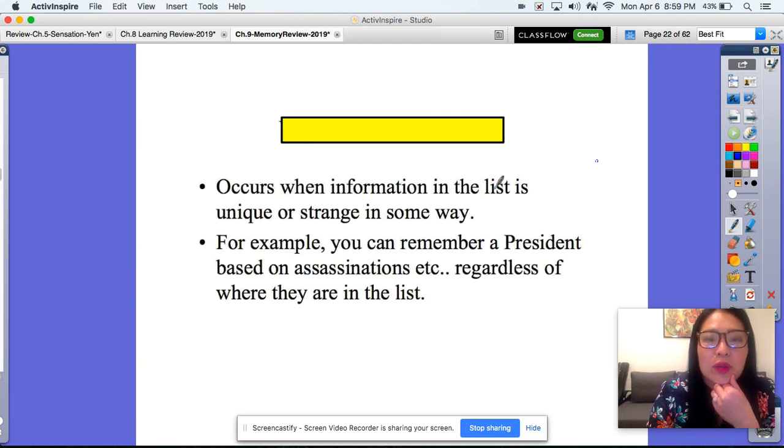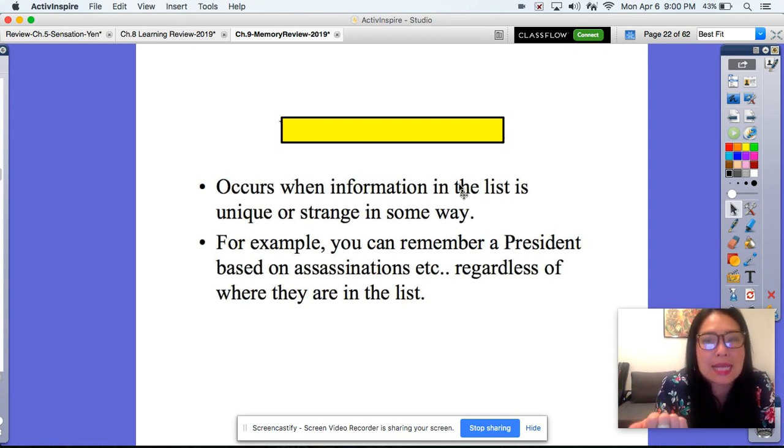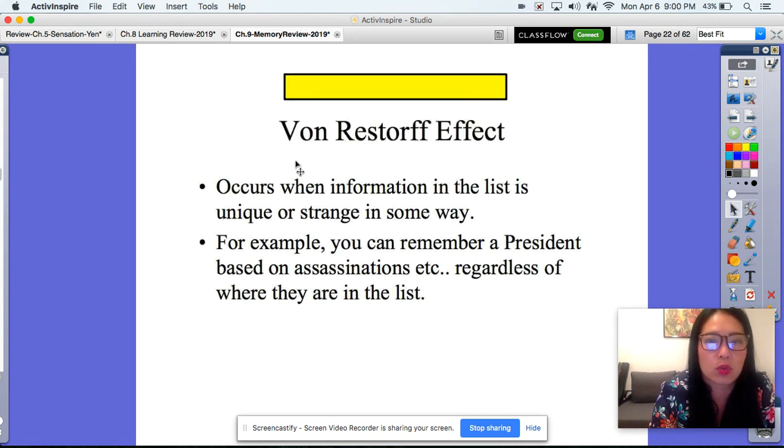Okay, so this is the one where we're more likely to remember things that sound weird. So this word in itself actually sounds weird also. So we talked about, I think, presidents. Most of us are going to remember assassinations or something that was weird about them or something that was scandalous, because it's weird, so we're more likely to remember. So that whole idea is called von Restorff effect. To me, this word sounds weird in itself. So that's the whole idea, that we are more likely to remember unique or strange things.